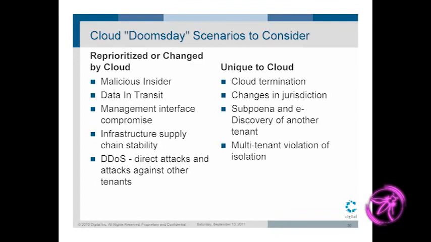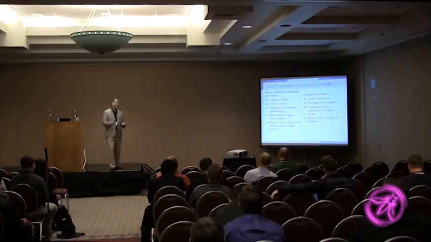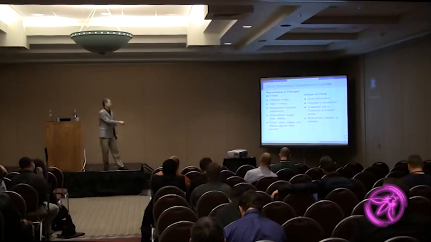It's these e-discovery things. What statements does Amazon make publicly about email? That I don't know. And then again, the jurisdictional changes, the e-subpoena of multi-tenancy. Those are the things that are unique to the cloud.